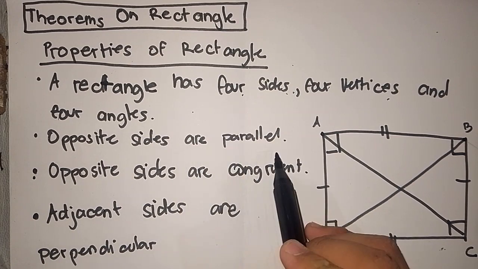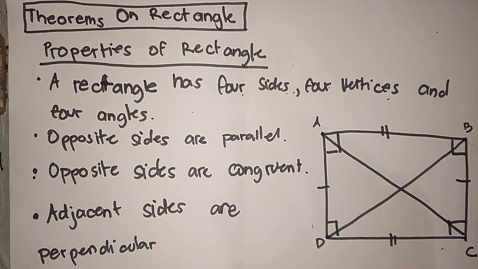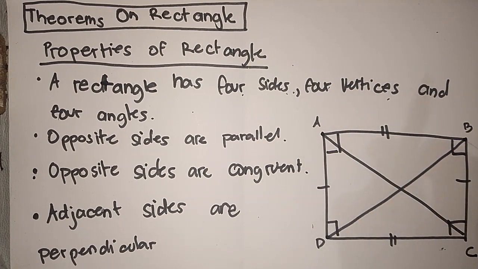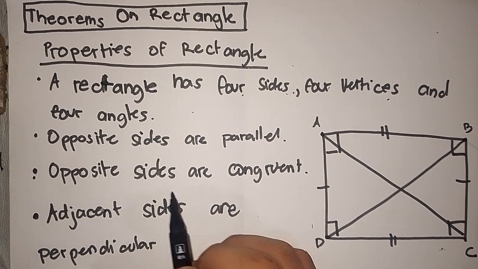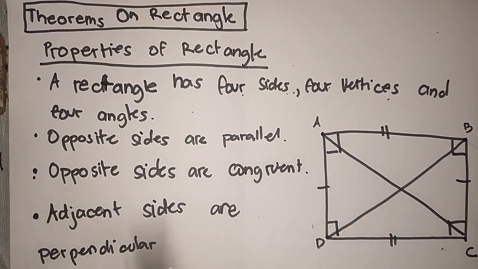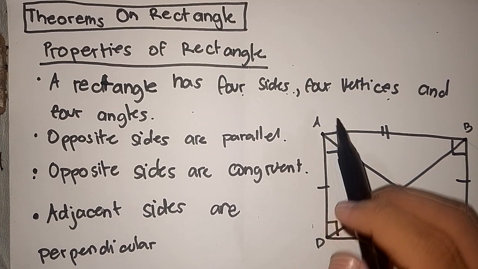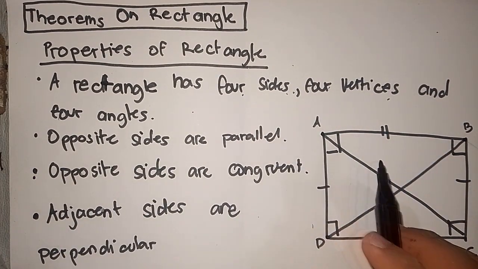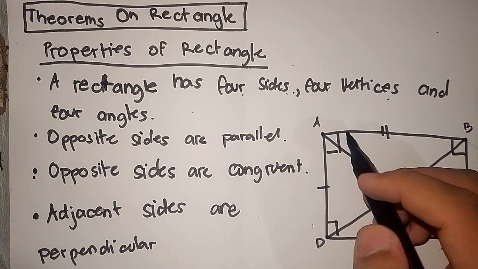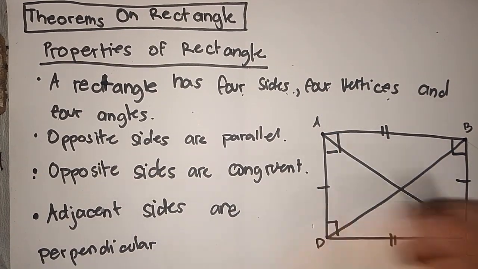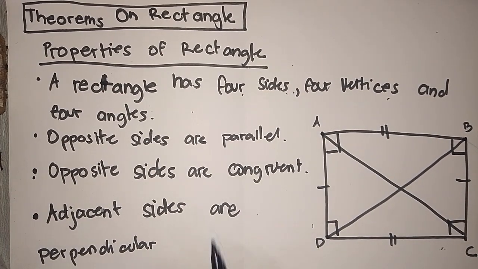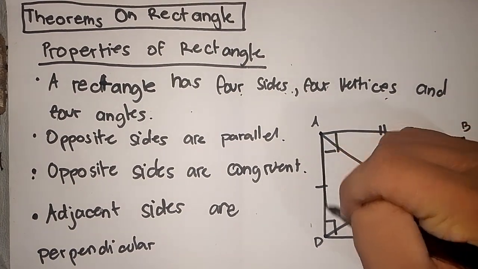Opposite sides are parallel. So segment AB is parallel to segment DC and segment AD is parallel to segment BC. Opposite sides are congruent. So the measure of AD is the measure of BC. Since the opposite sides are congruent, they have to be equal, the same measure. Adjacent sides are perpendicular.